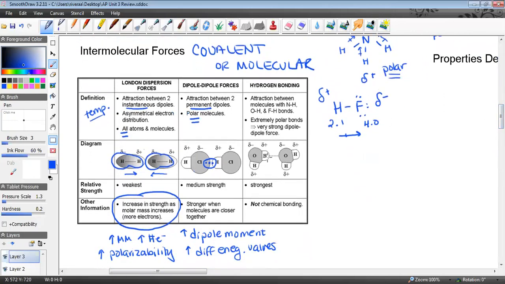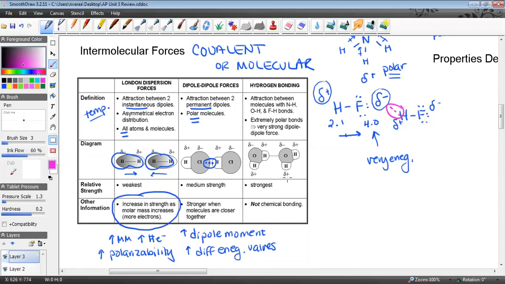So when you have a hydrogen bonded to nitrogen, oxygen, or fluorine, very electronegative elements, that makes these dipoles so big that their attraction to a neighboring molecule with that same situation happening makes that attraction super duper strong. And so my hydrogen bond would be this pink dotted line here. That's the hydrogen bond.